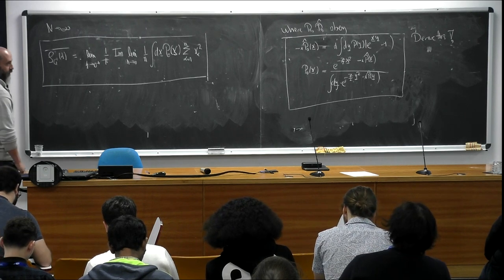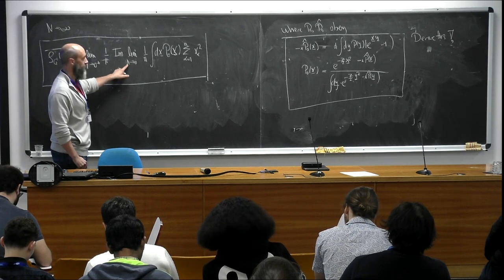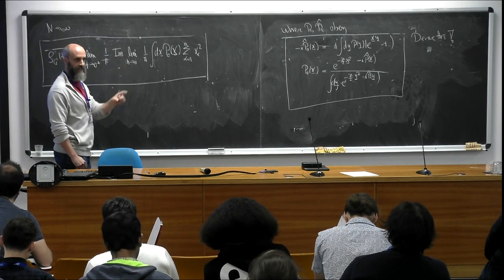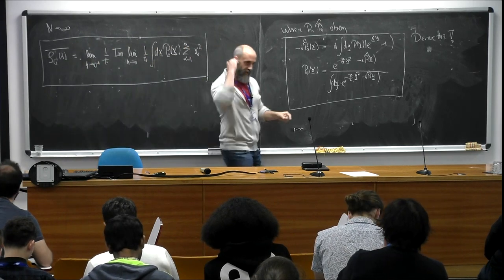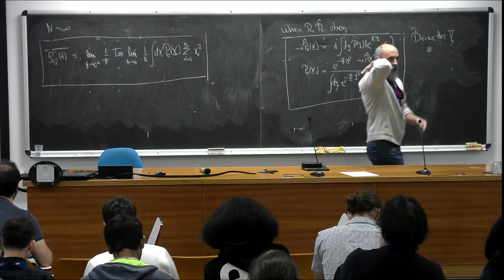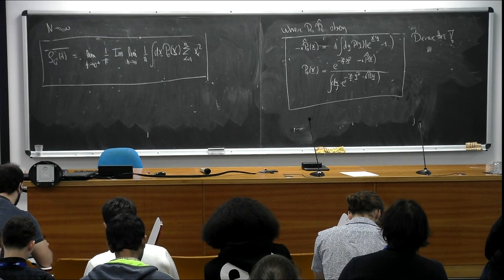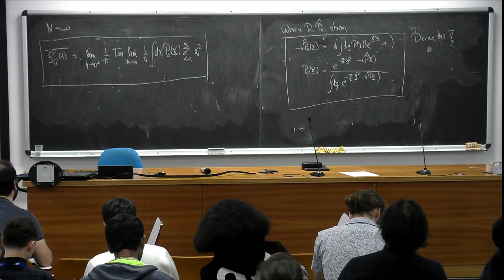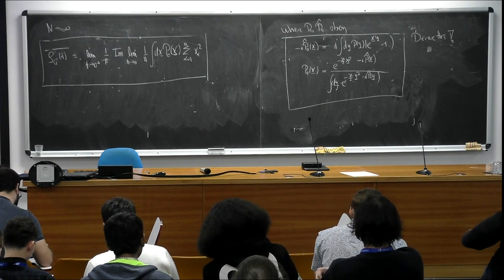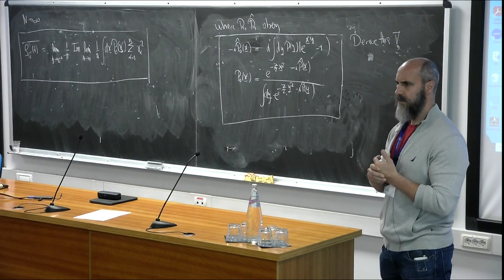Big N and this little n are the same? Big N and small n, no. Small n is the number of replicas. Big N is the size of the matrix, or in the mapping to stat mech, the number of dynamical variables you have, or the number of nodes. Normally a small n in this context is the number of replicas, and big N is the number of variables you have. Very good. More questions?